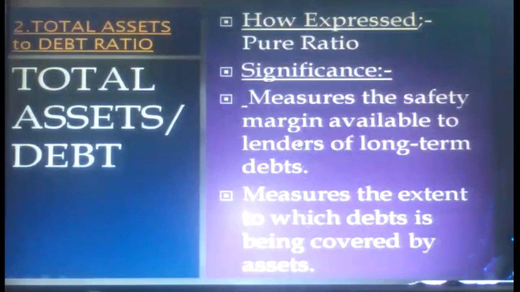Then the second one, the total assets to debt ratio. In the same manner, numerator and denominator: total assets divided by debt. Here also the expression is a pure ratio.